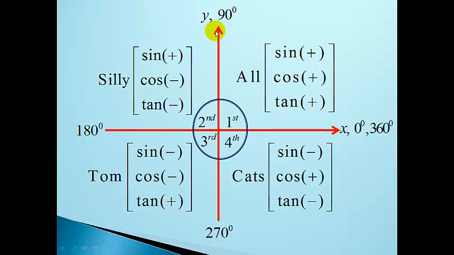This means that between 90 degrees and 180 degrees, it is only sine of an angle that can give you a positive answer. The rest will give you a negative answer. So it is only sine that is positive in this quadrant.